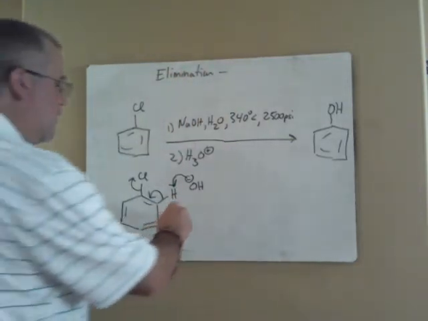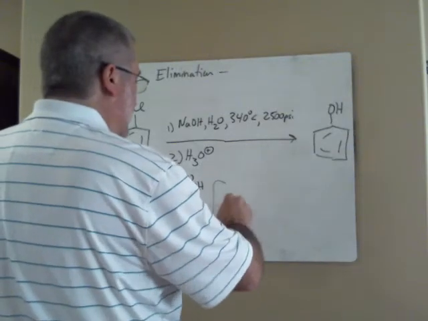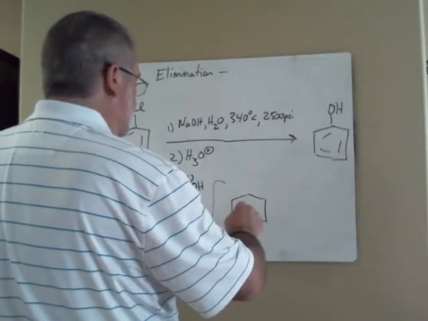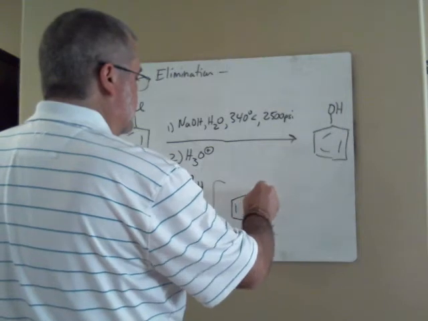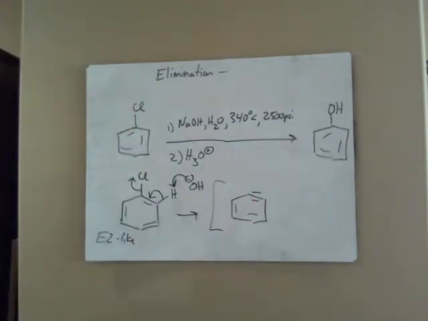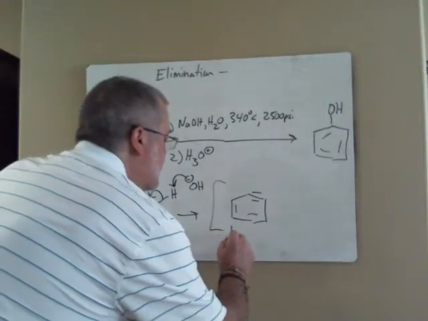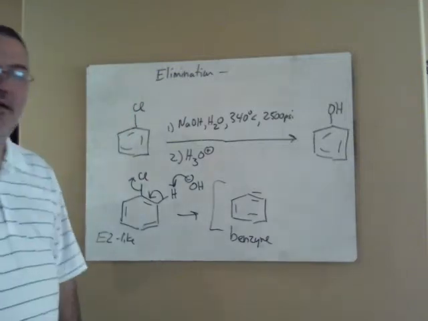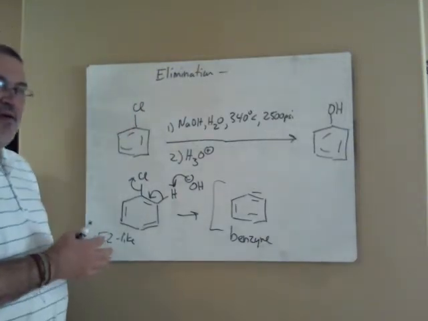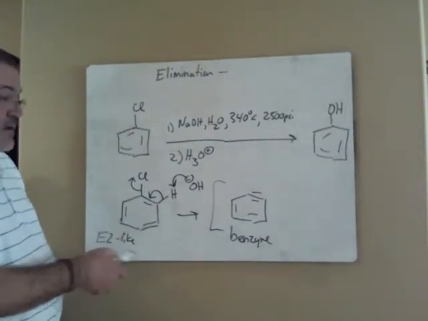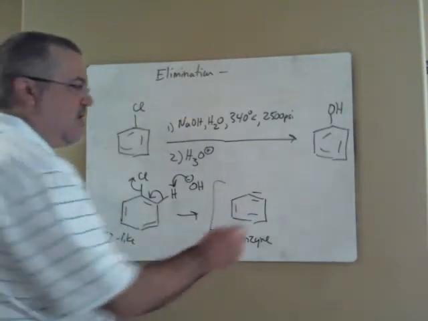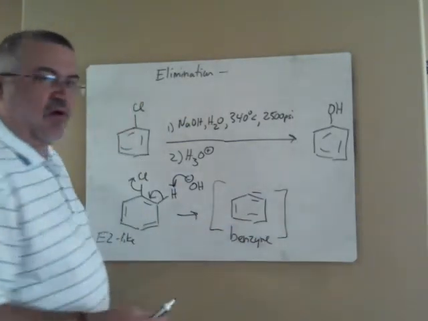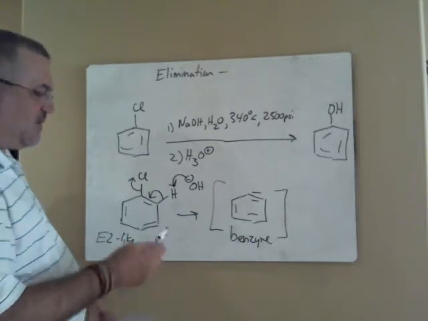Okay, and the result of that, when you did your intermediate, would be this. And that is called a benzyne intermediate. Because, benzene, benzyne, right? Because there's a triple bond there. Once that benzyne forms, it's a pretty fleeting existence.